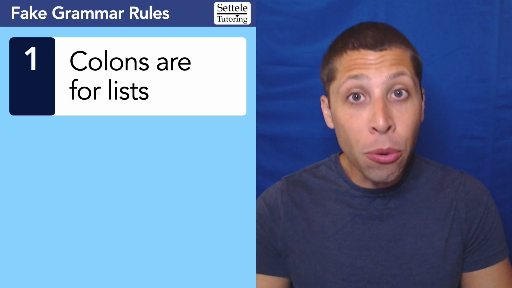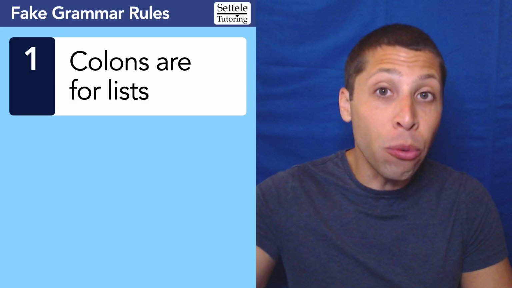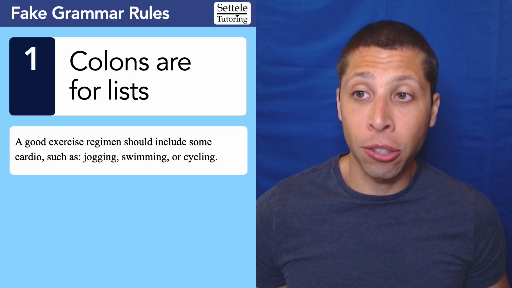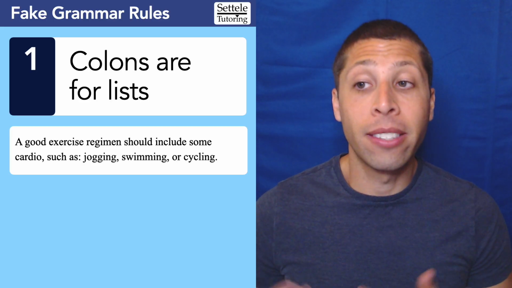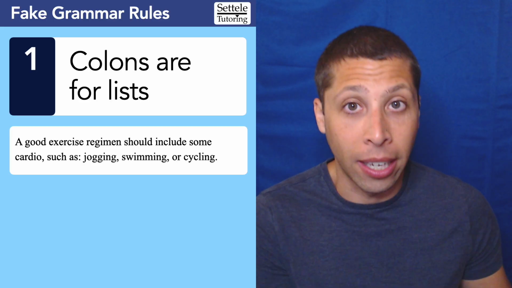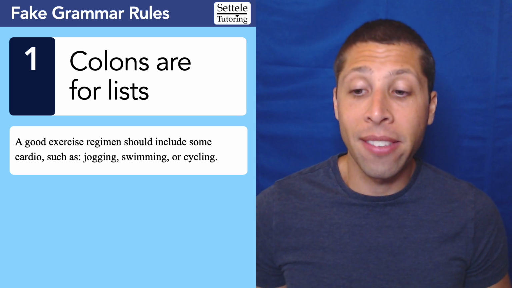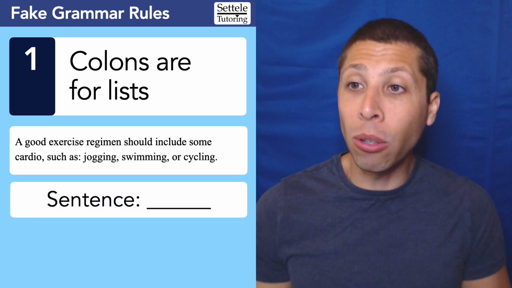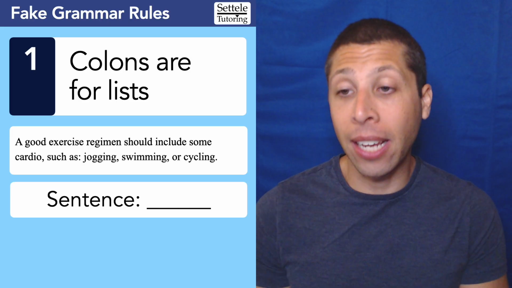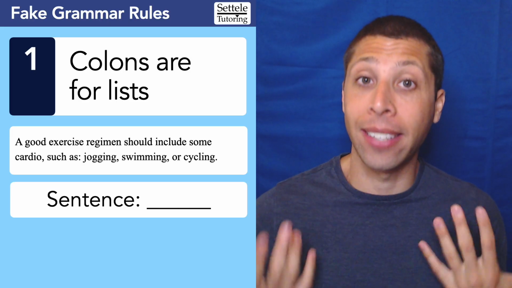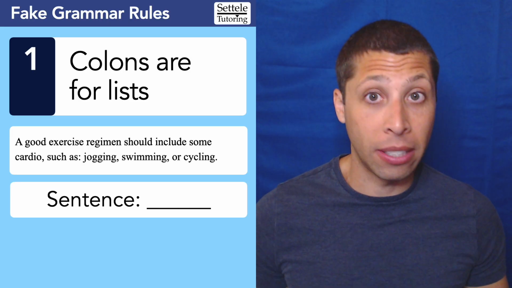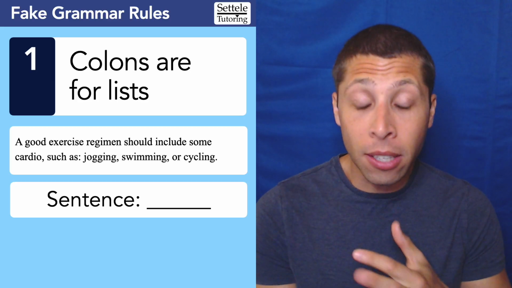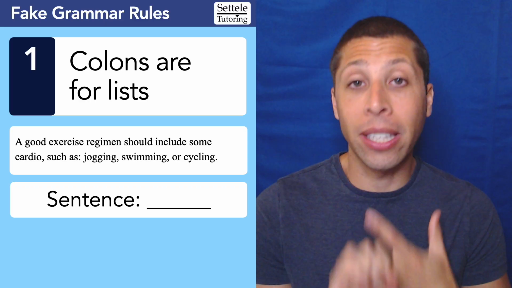So what they're going to try to do, though, is take advantage of the fact that you somehow learned this fake rule, and they're going to give you situations like this. A good exercise regimen should include some cardio, such as jogging, swimming, or cycling. Now notice the colon after "such as." That is wrong. And the reason it's wrong is the real rule to memorize for colons is that you need a sentence beforehand, then the colon basically acts like a period before we get into whatever the second part is. The second part could be another sentence, it could be a list, or it could be just one word. We have a lot of flexibility.